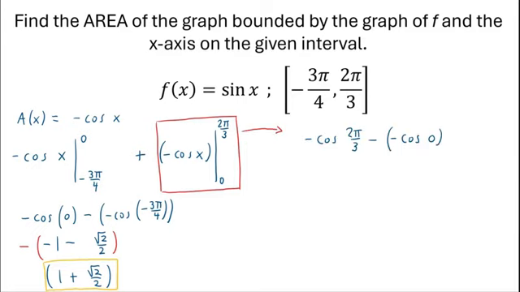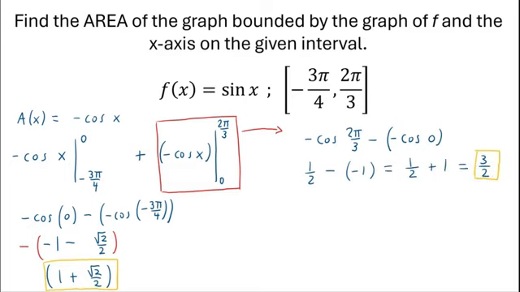So we evaluate the area function at 2 pi over 3 and subtract from that the area function evaluated at 0. Cosine of 2 pi over 3 is negative 1/2, and the opposite of cosine of 2 pi over 3 is positive 1/2. And we subtract from that the opposite of cosine of 0. Cosine of 0 is 1. The opposite of that is negative 1. So we have the expression 1/2 minus a negative 1, which is the same thing as 1/2 plus 1.